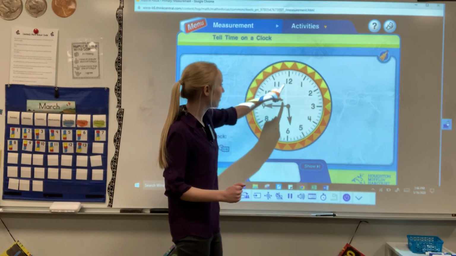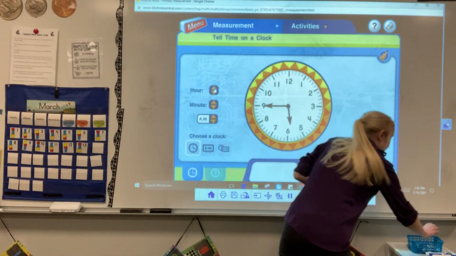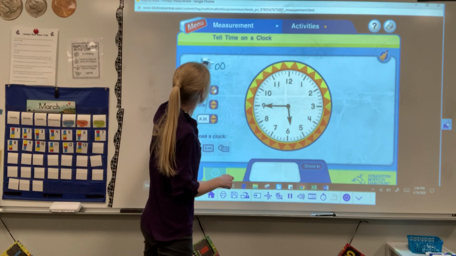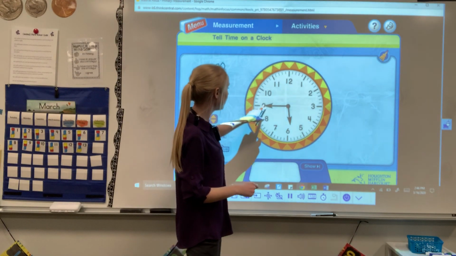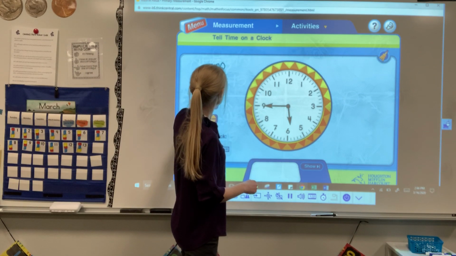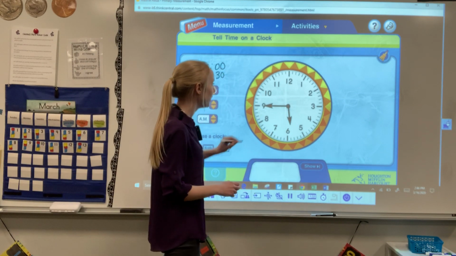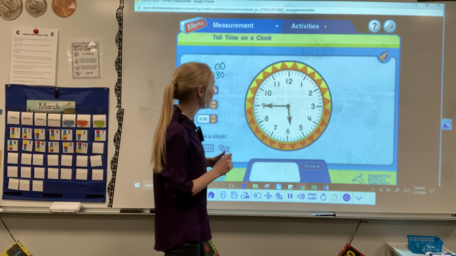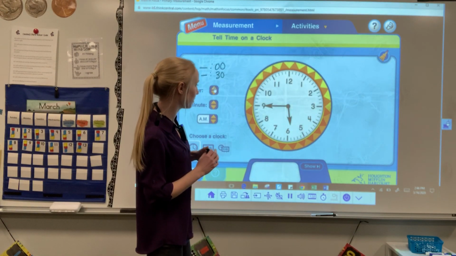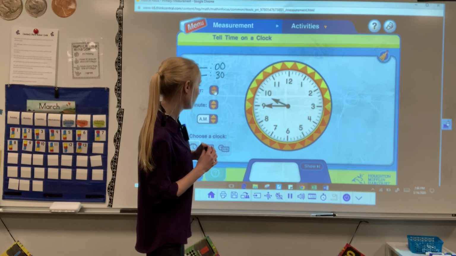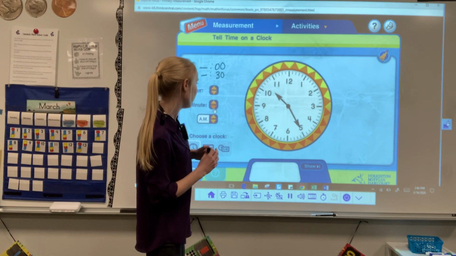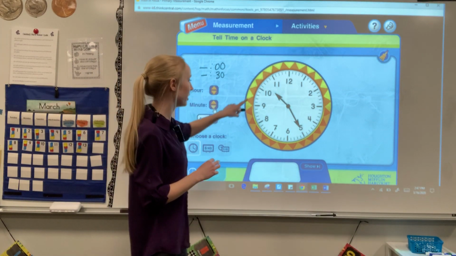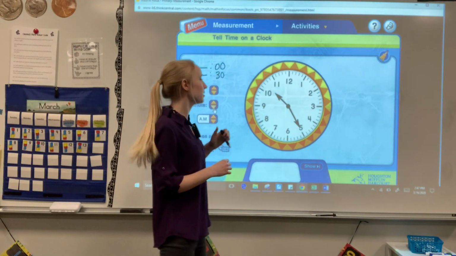If my minute hand is on the 12, it is going to be o'clock. Okay. If my minute hand is on the 6, it is going to be 30. Okay. 3 is 15, and the 9 is 45. So let's look at some different times. So if you have a piece of paper and a pencil with you, I encourage you to try practicing writing these times as we go on.